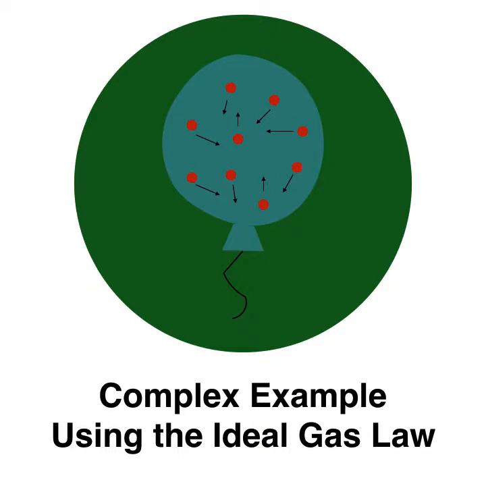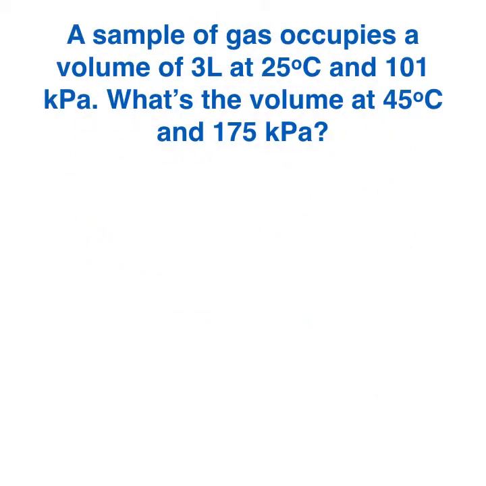In this lesson, we will go through a more complex example question involving the ideal gas law. Let's take a look at our problem. A sample of gas occupies a volume of 3 liters at 25 degrees Celsius and 101 kilopascals. What is the volume at 45 degrees Celsius and 175 kilopascals? We'll first note all the information we've been given.